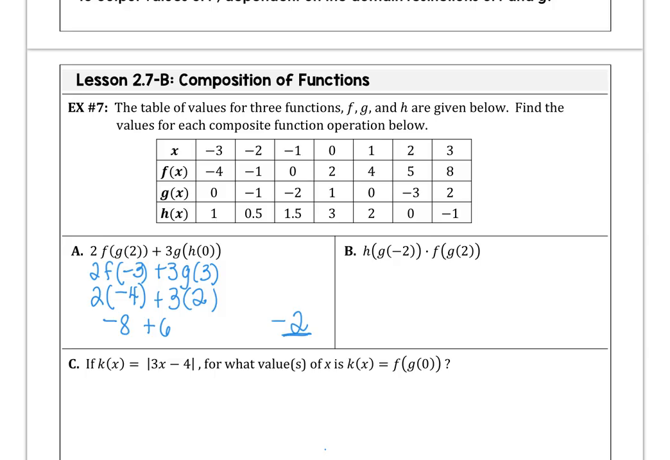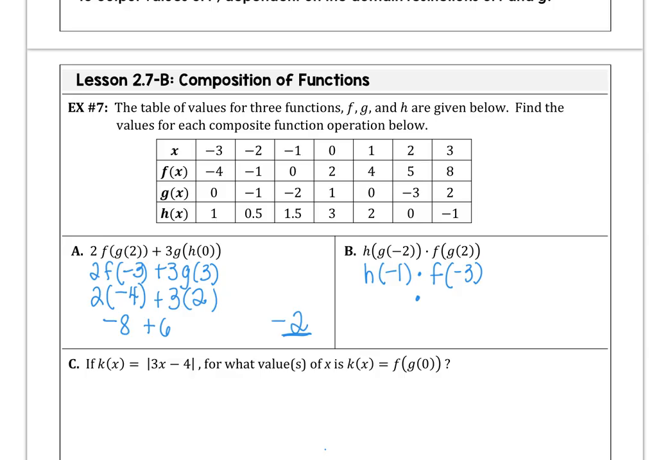Following that process, the g of -2, when x is -2, the g of -2 is -1. So the g of -2 is -1. And then we want the f of g of 2. So when x is 2, on the g of x function, our y value is -3. So we want the f of -3.